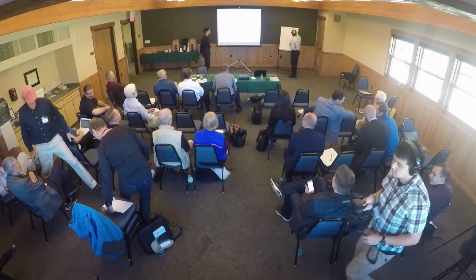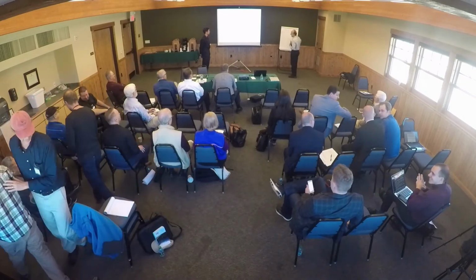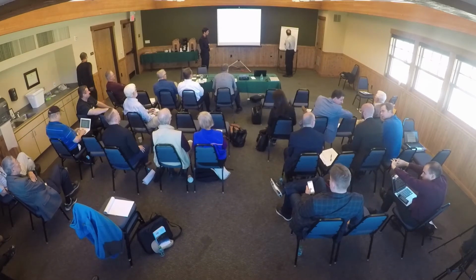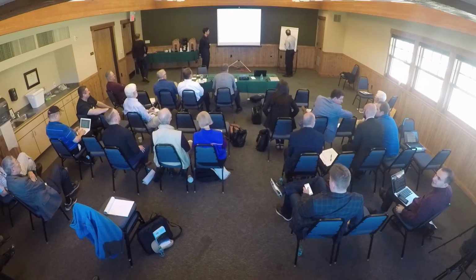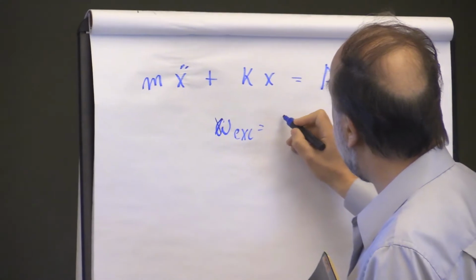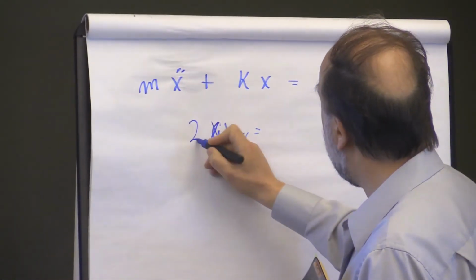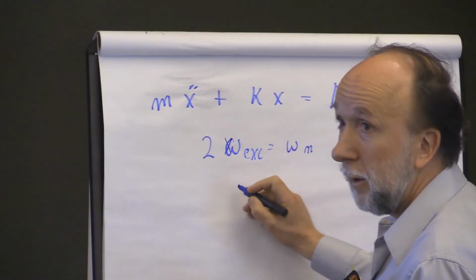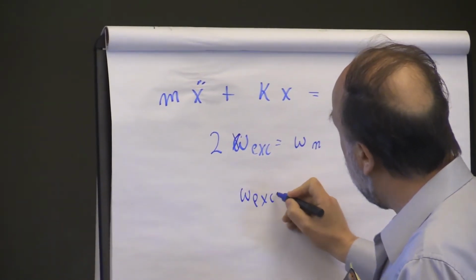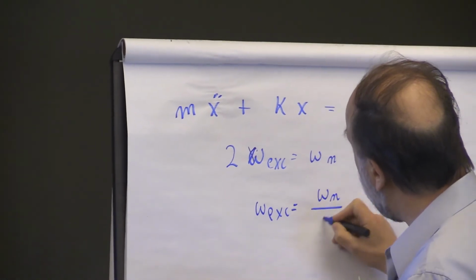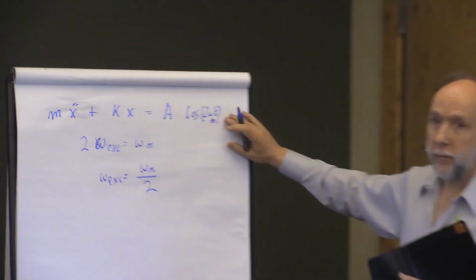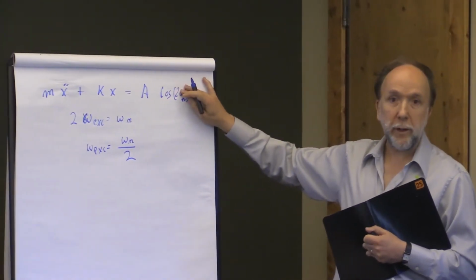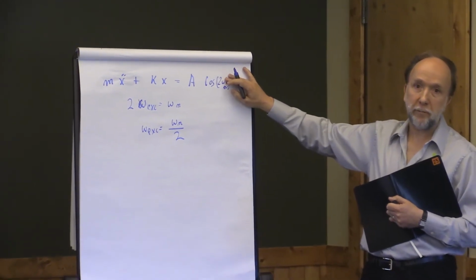Cosine 2 omega t. Right? So you have now the omega excitation, 2 omega excitation, got to be equal to the natural frequency. Therefore, omega excitation has to be the natural frequency divided by 2. This is the theory of nonlinear vibrations. You have a nonlinear spring here. This could be a cubic, that's called the Duffing equation.